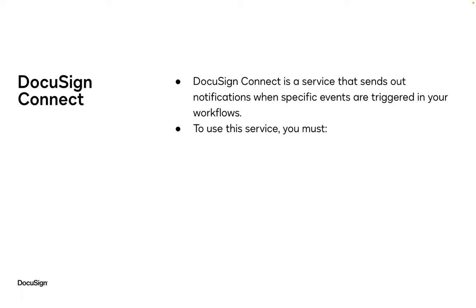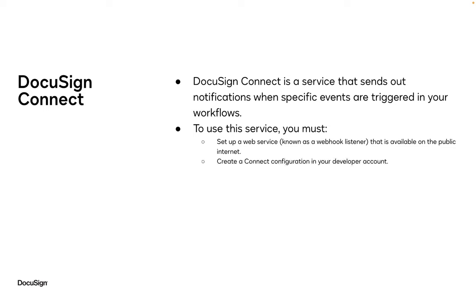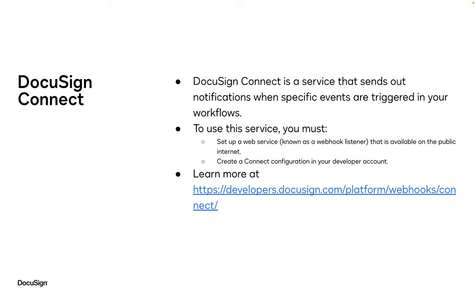In order to utilize this service, you need to set up a webhook listener that is available on the public internet and create a DocuSign Connect configuration in your account where you can specify which events to subscribe to and what information is included in each notification. In this video, I'll walk through how to do both of these things. You can learn more about DocuSign Connect at the link displayed on this page.